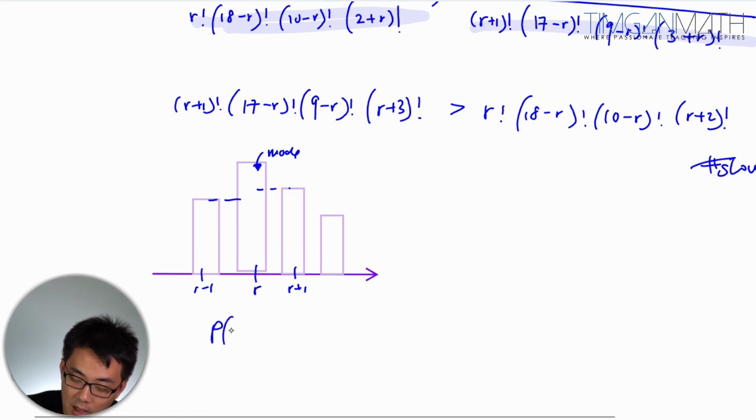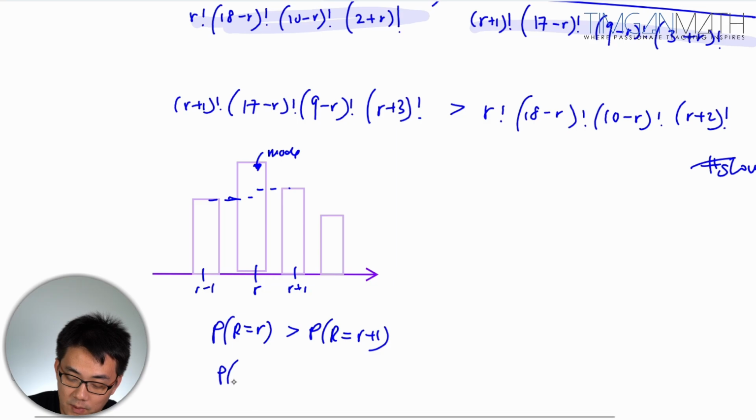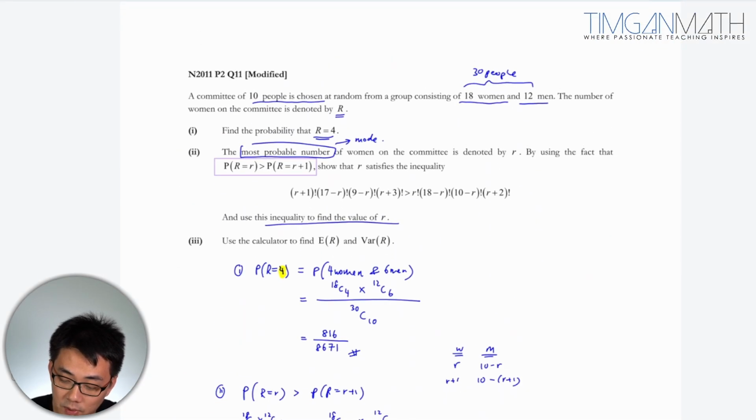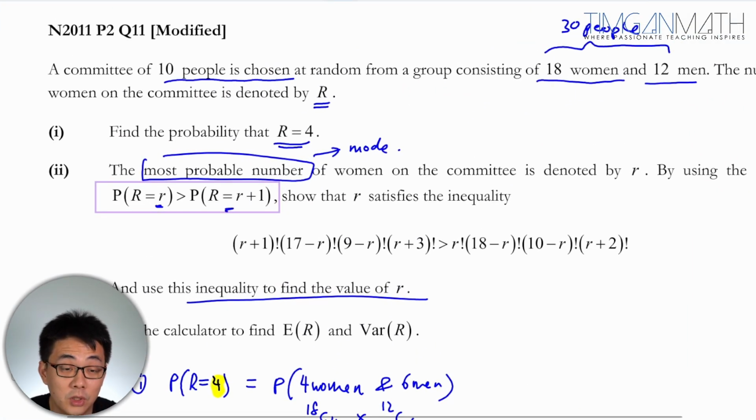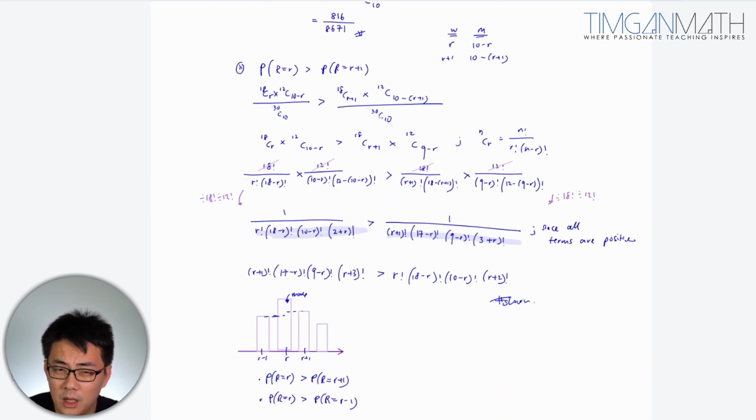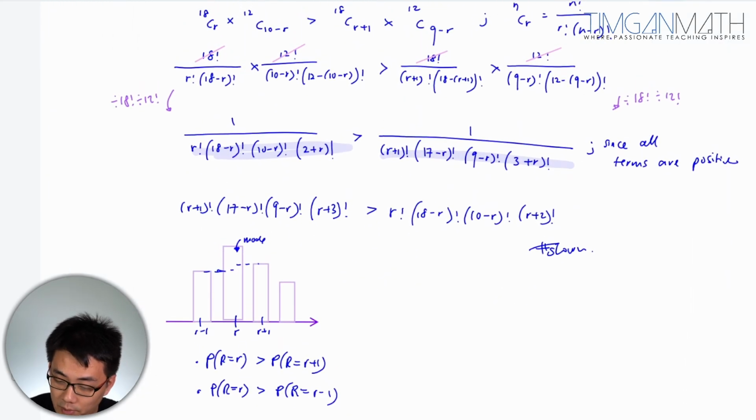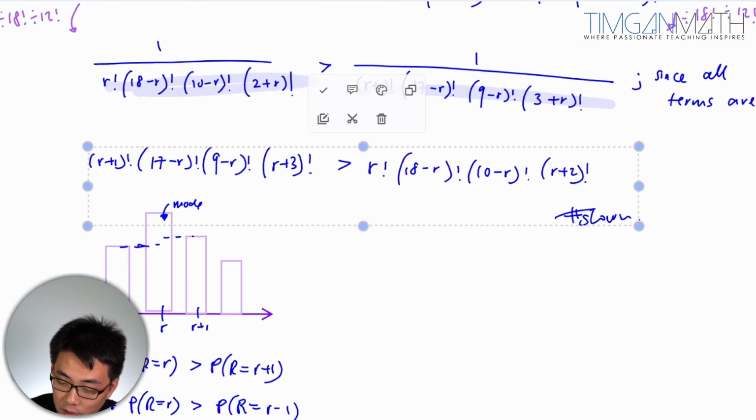So you know that P(R = r) is definitely bigger than P(R = r + 1), and also P(R = r) is bigger than P(R = r - 1). So if this is a mode, you can actually solve for the r there. Usually I will say that you just test both sides, but in this case I think just testing one side should be sufficient. I'm going to solve this inequality here.